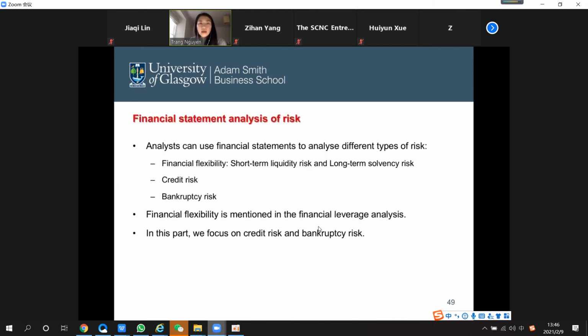Okay. And next, after we analyze all of that, we also need to look at credit analysis. In credit analysis, we can analyze in the step of financial leverage, in which we look at short-term liquidity and long-term solvency risk. But in this step, we don't need to write again about short-term liquidity or long-term solvency risk. We can mention that in the financial flexibility section, where we see both. We don't do it again. But in this step, we will analyze credit risk and bankruptcy risk.